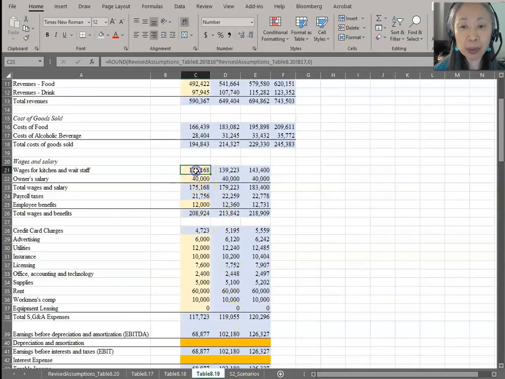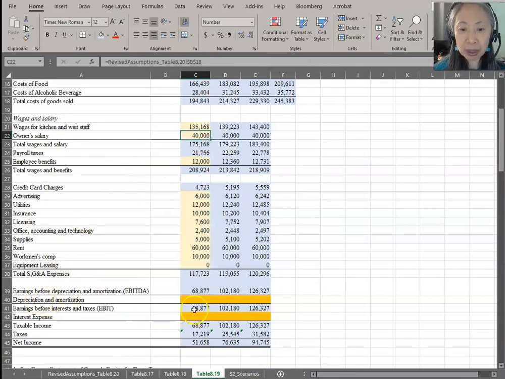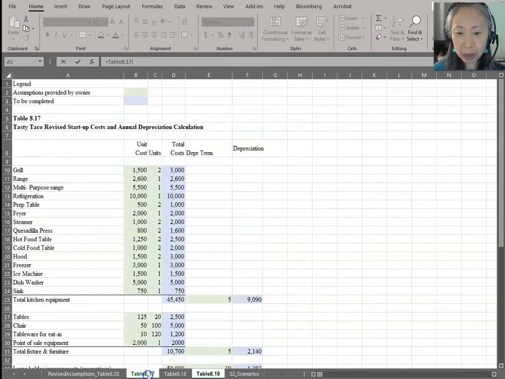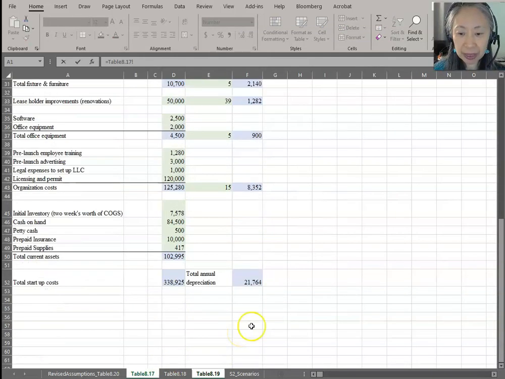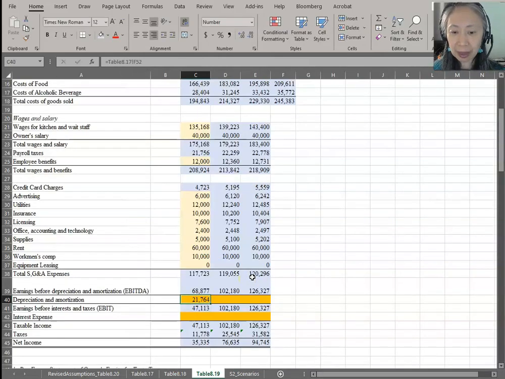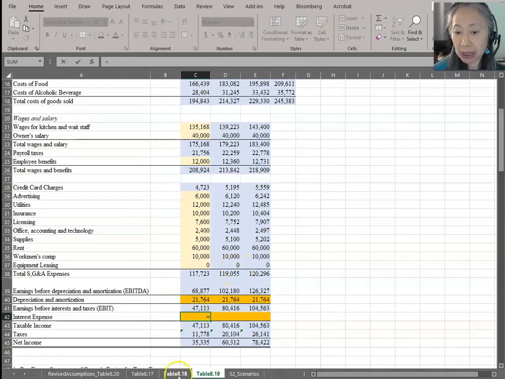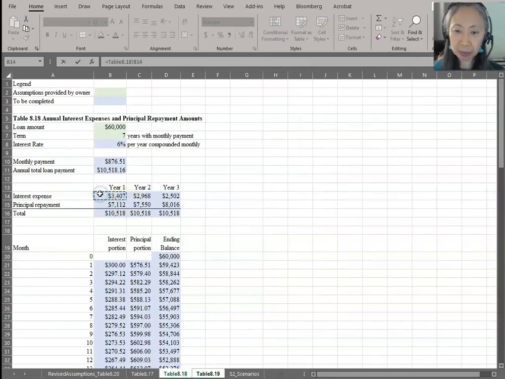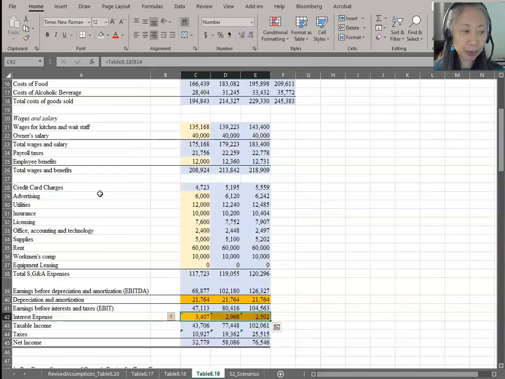So when you put in the new hours and when you put in the new annual salary for the owner, that gets updated automatically. Depreciation and amortization, however, is changed because we have a new depreciation schedule, and that is in table 6.17. So here is our depreciation, and it's the same each year. Next, we're going to look at interest expense. Again, we computed that in table 18, so we can just pick that up there for year 1, 2, and 3.